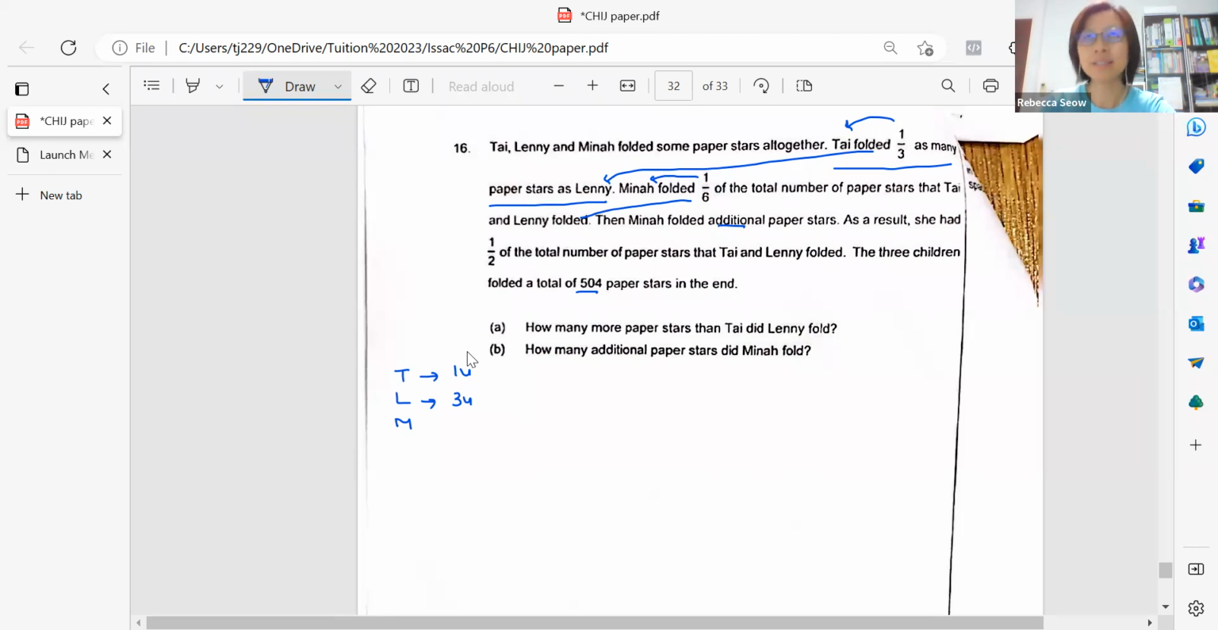Now next, Mina folded 1/6 of the total number of paper stars that Ty and Lenny folded. Okay, 1/6. 1/6 would mean that if I were to take Ty and Lenny's units of paper stars, and if I were to add it up, well, that makes 4 units. But it's so difficult to divide 4 units by 6.